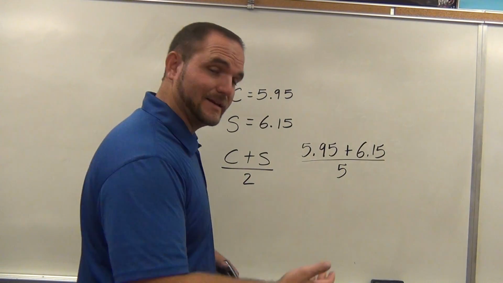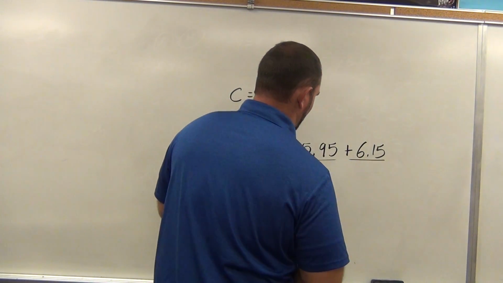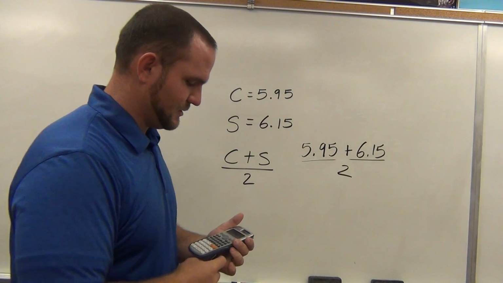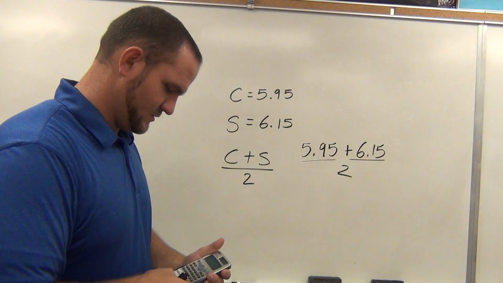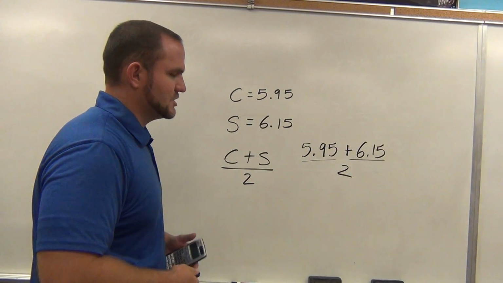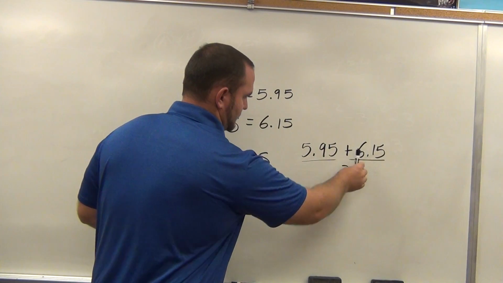Oh, I guess there's a lot of 5s in here. Look what I did, putting in another 5. Like I said, sometimes it's good just to double check what you're doing before you get too far into the problem. Okay, so our average cost would be to add these here.